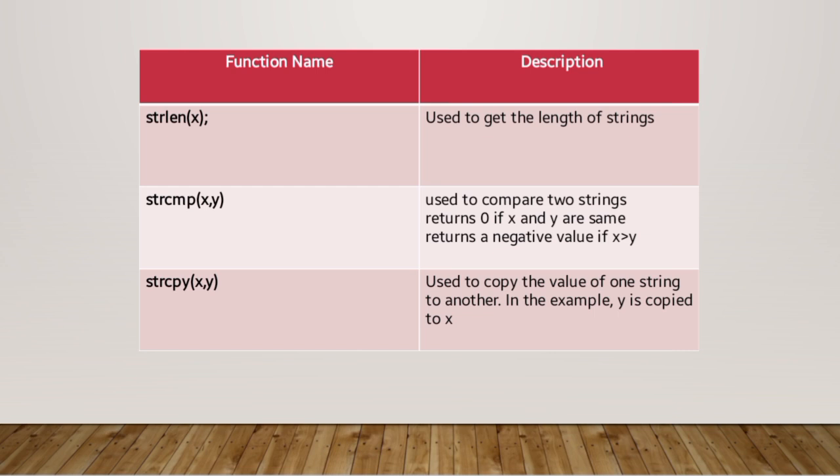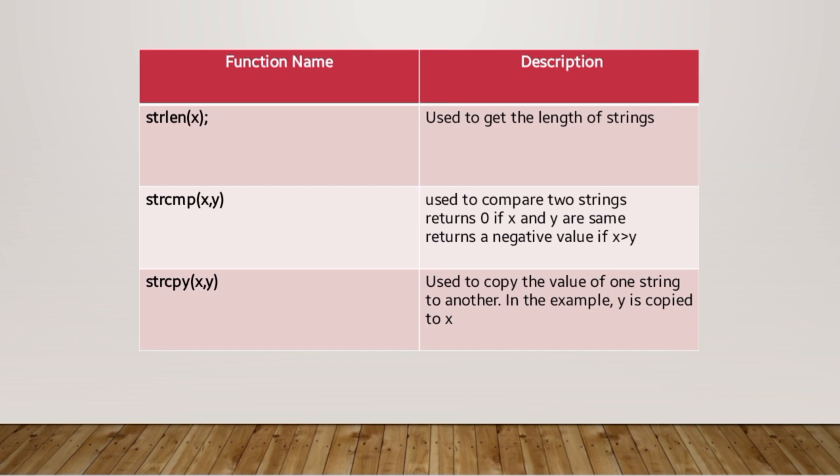So if x and y are actually the same, the number that is going to be returned to the screen is going to be 0. Otherwise, it is going to return some number after performing some operation on the two strings.